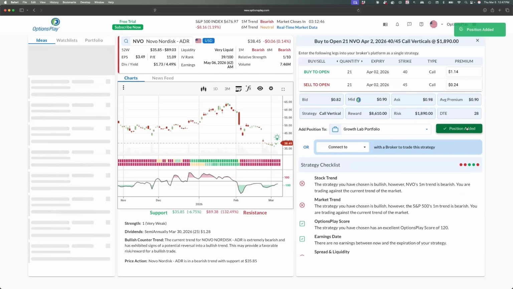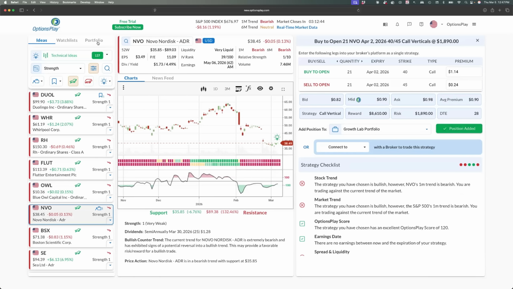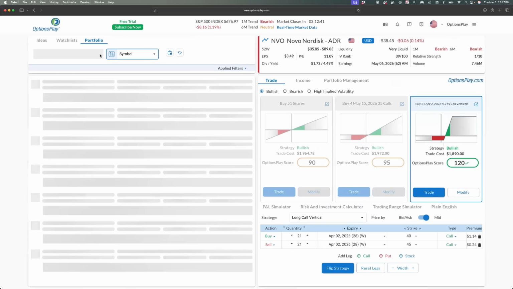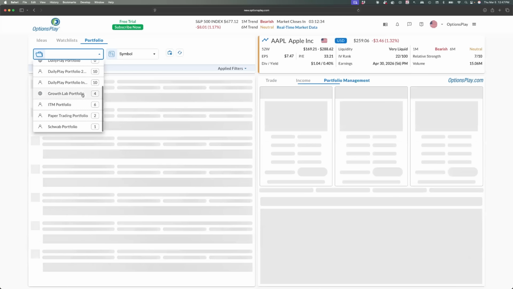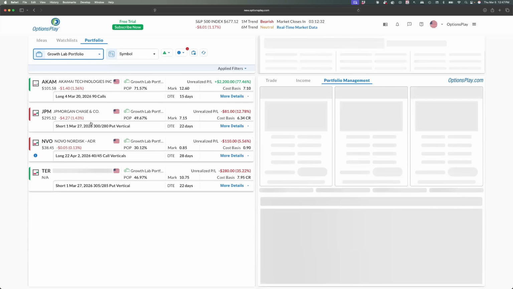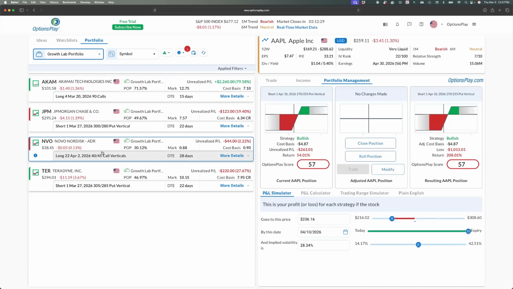You guys can track this as well. So the Growth Lab portfolio is a public portfolio available to you under the portfolio section, so that you guys can track this trade over the next few days and see how it performs. So there is that Novo Nordisk position here. This is a public portfolio that anyone can see, and you can see that position here. And over the next 20 days, you'll see how this 90-cent call option that we purchased will perform, so that you guys can all take a look at it together.